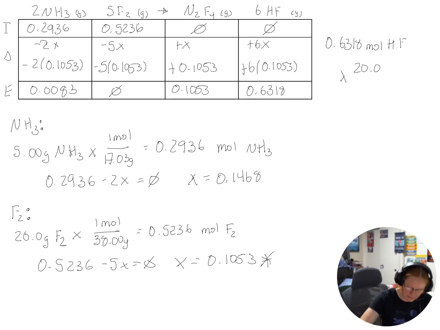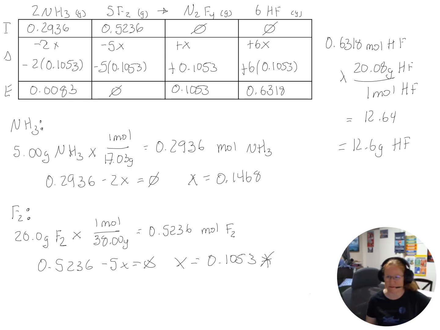Times 20.08 grams of hydrogen fluoride in 1 mole. And we get 12.64. And here's where we'll round. Our grams that we were given at the beginning were in 3 sig figs. We're going to round this to 12.6 grams of hydrogen fluoride. Okay? All right, so now, as usual, if you don't practice these, you're not going to learn them.